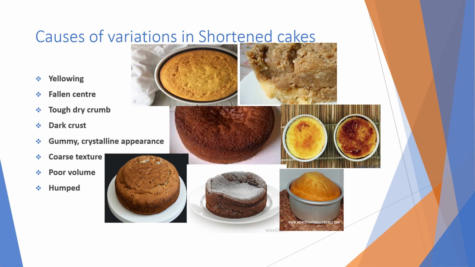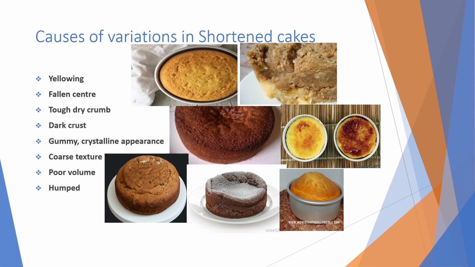Dark crust may be due to overbaking or alkaline reaction, maybe excess of soda, maybe excess of fructose or honey. Improper placement in the oven, either placed too near the top or bottom. It may be due to overbaking. Gummy crystalline appearance may be due to the excess use of sugar.